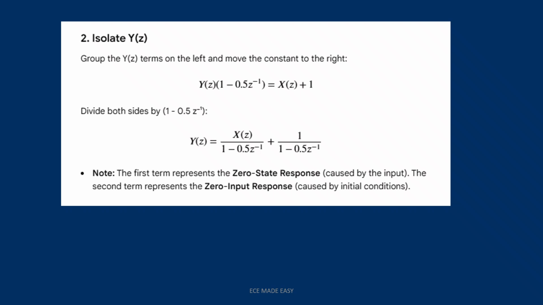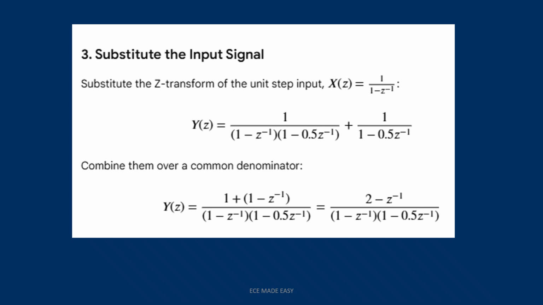Here I am first finding the equation of Y of z. This term is also called the zero state response, caused by the input. The second term represents the zero input response, because it is caused by the initial conditions. Now we have to substitute X of z, which is 1 divided by 1 minus z inverse. Now this first term we have to solve. We can do cross multiplication and take the common denominator. Solving the above equation, we get Y of z equal to 2 minus z inverse divided by 1 minus z inverse times 1 minus 0.5 z inverse.